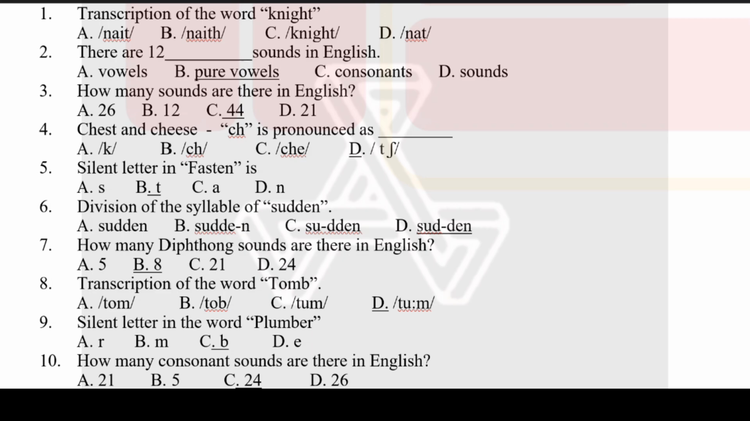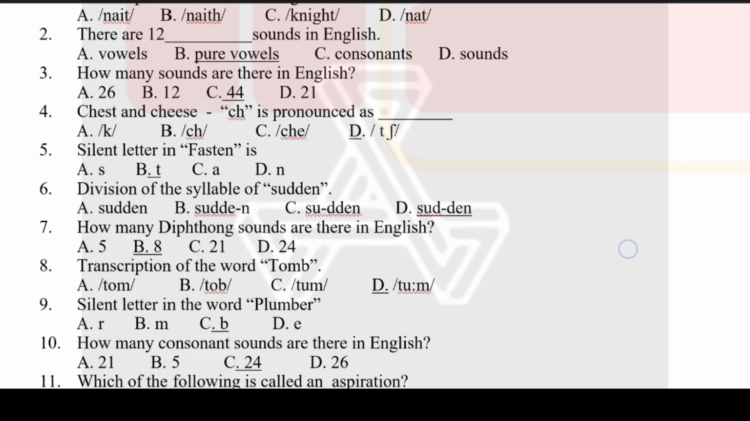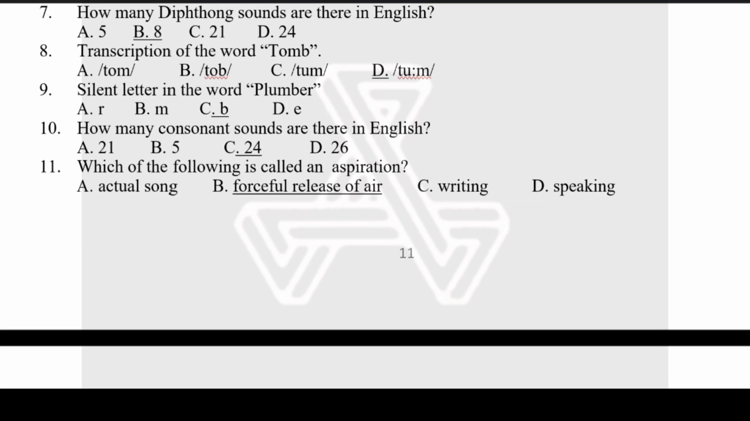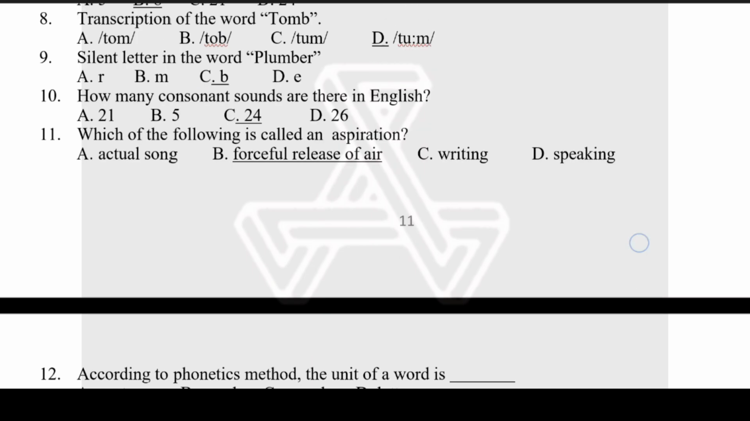Silent letter in fasten, it is T. Division of syllable of sudden: sud-den, option D. How many diphthong sounds are there in English? 8. Transcription of the word tomb, option D. Silent letter in the word plumber, it is B. How many consonant sounds are there in English? 24. Which of the following is called aspiration? Forceful release of air.